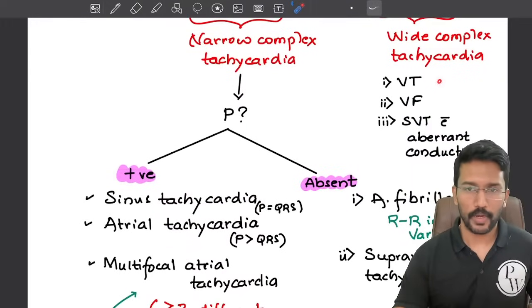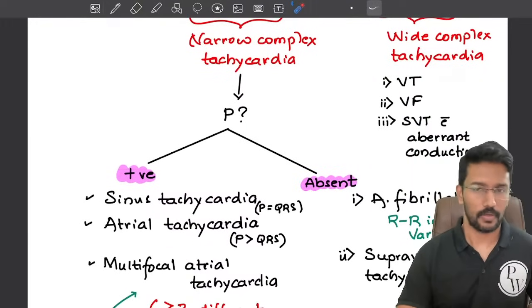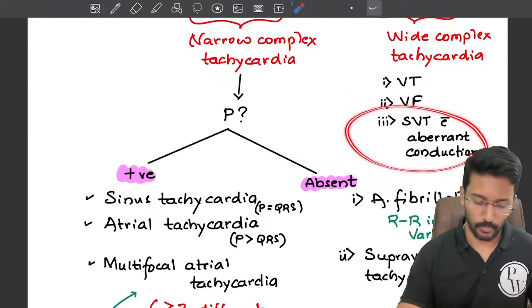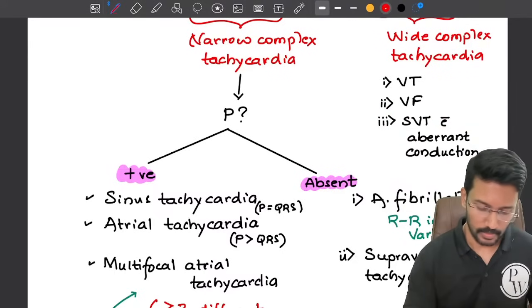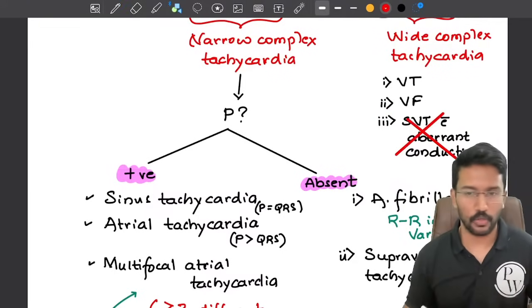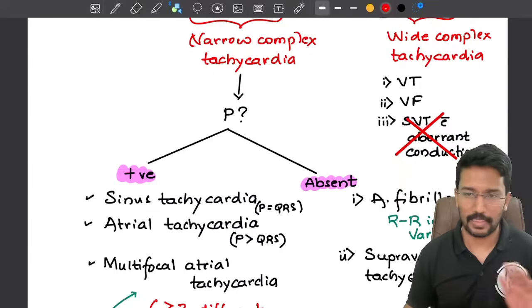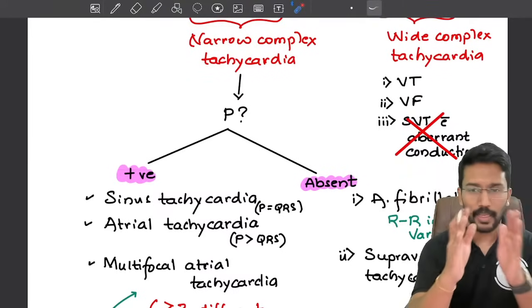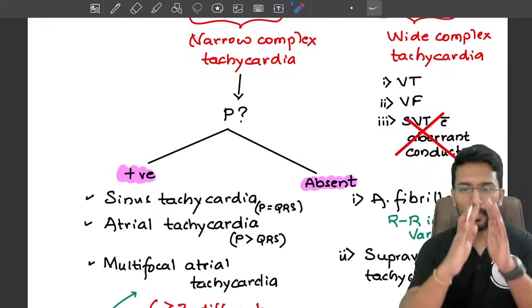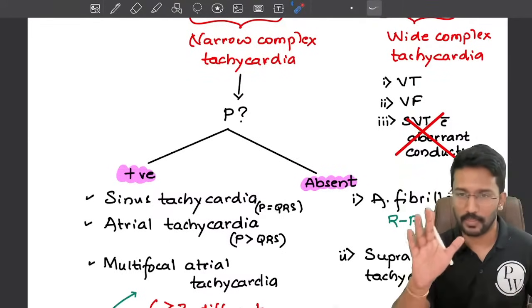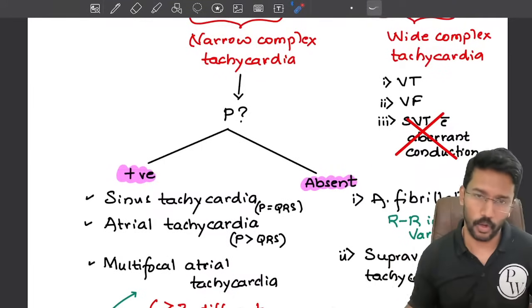What are the examples for wide complex tachycardia? VT, VF. Only 2 things you need to remember. Don't bother about SVT with aberrancy. That is not for FMGE or NEET PG students. It is only for INI-CET and NEET SS. Any tachycardia with heart rate more than 100 and QRS complex more than 3 small squares is practically going to be VT or VF.